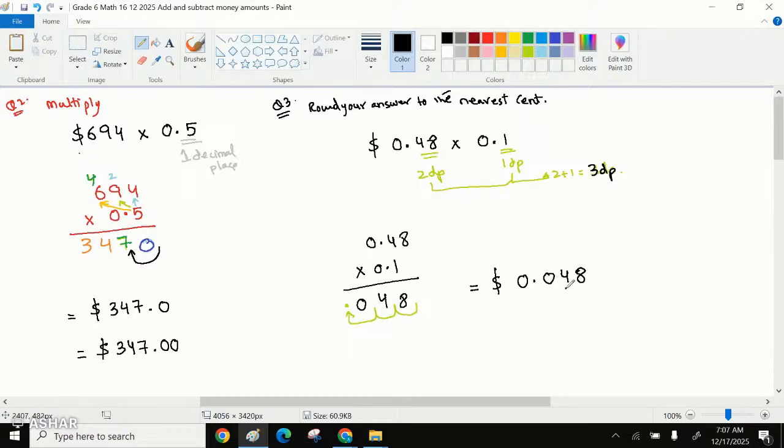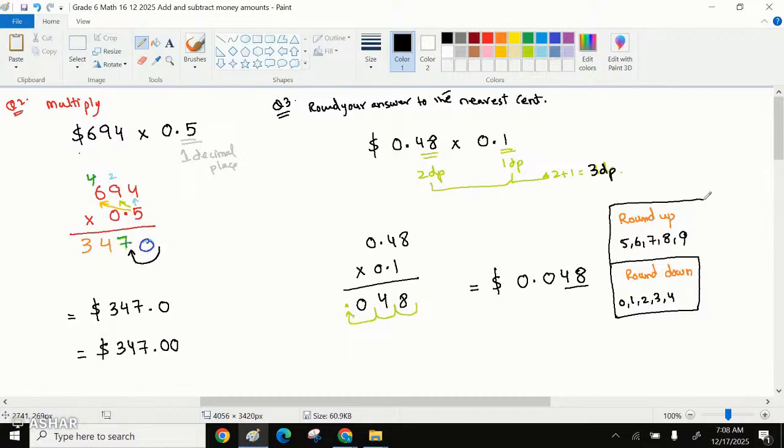So what we do is we round this off. We know that in rounding off, we have two choices. Either we round up or we round down. Let's look at the conditions. If the numbers are between 0 to 4, we do round down. And if the numbers are from 5, 6, 7, 8, and 9, we round up.